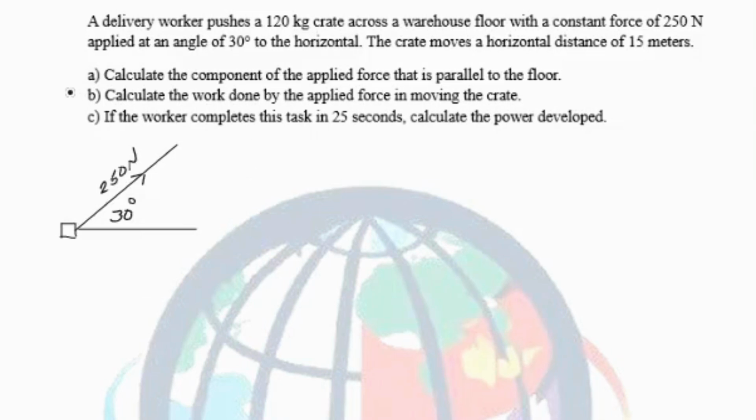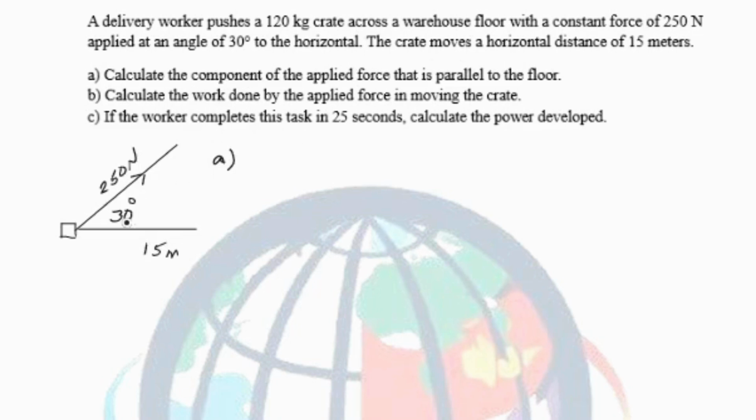Okay. So here's our situation. We have a delivery worker that's pushing a crate across a warehouse at a constant force of 250 newtons. But the force is being applied at an angle of 30 degrees to the horizontal. So this is the direction, 30 degrees to the horizontal. And it pushes it 15 meters horizontally. Okay.